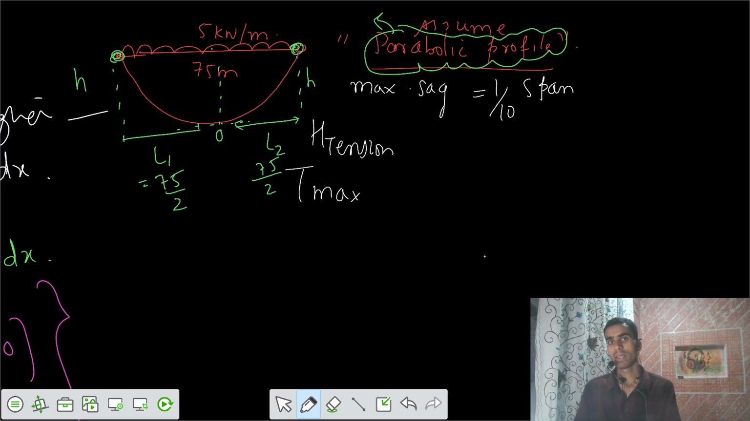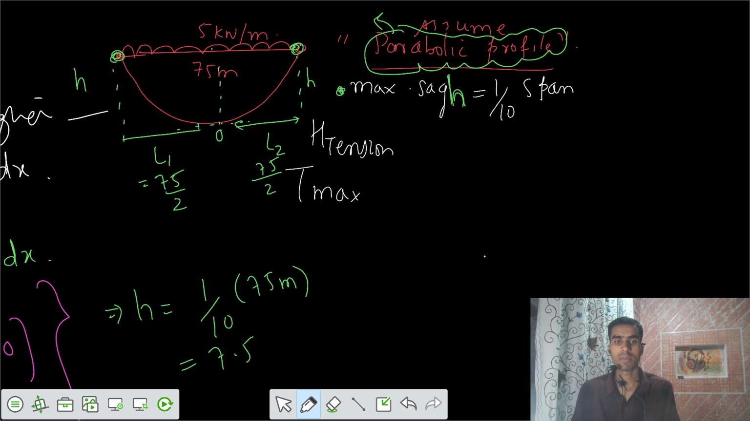Can we say that? It's also provided that the maximum sag is 1/10th of the span. That was the problem: the maximum sag, that means H, is 1/10th of the span. If I calculate now, what is the value of H? That is equal to 1/10th of the span. Span is your 75 meter horizontal span, so 7.5 is the maximum sag we can have. H is equal to 7.5.